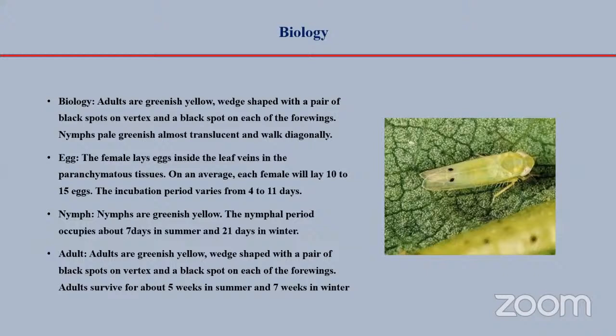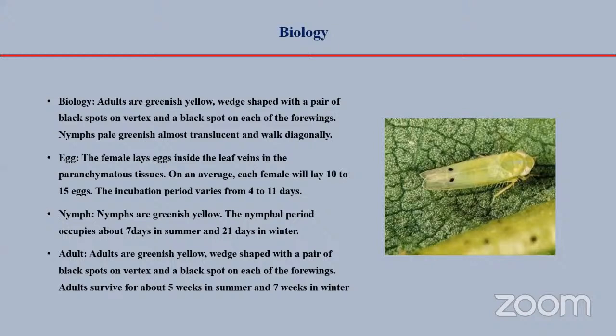On an average, an individual female can lay up to 10 to 15 eggs, and the incubation period will be from 4 to 11 days. After that, the nymphs will emerge, and the nymphs will also be greenish yellow in color. Based on the climate and the conducive temperature, the days will vary. In summer, the nymphal period will be about 7 days, whereas in winter it will be about 21 days. So the metabolic activity is more during the summer season.